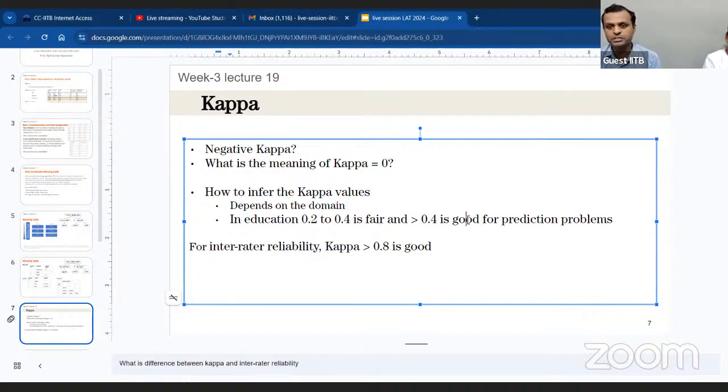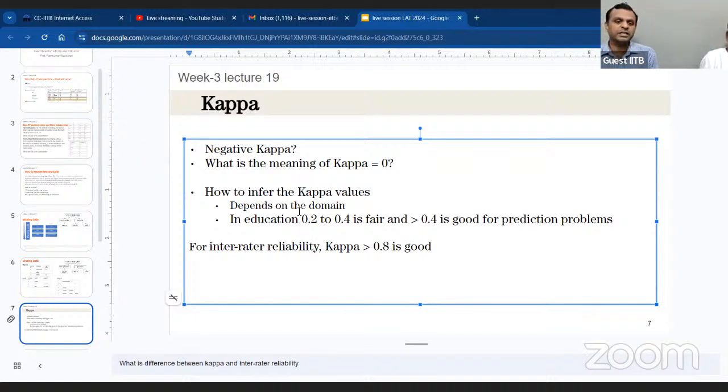So 0.4 in education is good, but in other domains, they won't accept this as a good value. But I think I also made a statement that kappa equal to 0.8 is good for inter-rater reliability. So we are calculating Cohen's kappa for different purposes. One purpose is to measure the performance of my classifier. So I can say 0.4 is good.